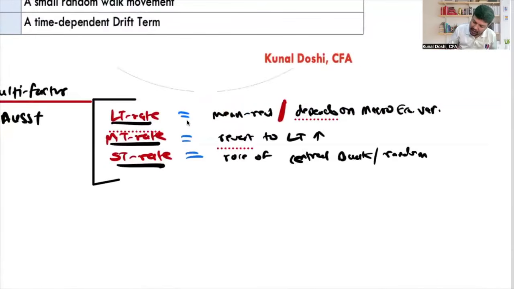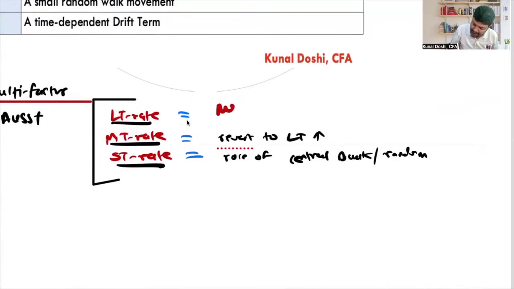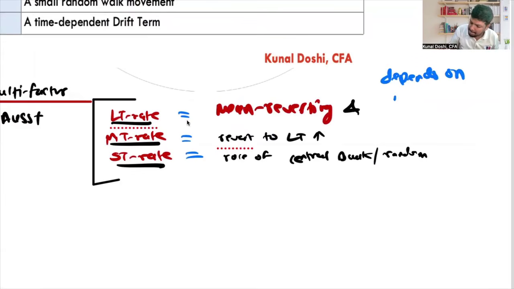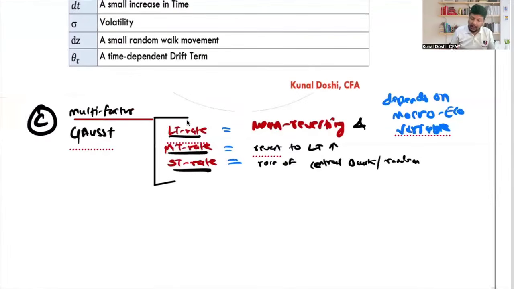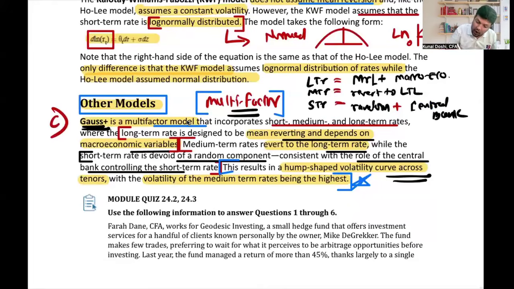So I will write down, it is mean reverting and depends on macroeconomic variables. Means it depends on the GDP and so on. Correct? This is what the long term rates are. Clear? Medium term rates will eventually match to the long term rates. Gauss Plus says that the medium term rates will revert to the long term rates.